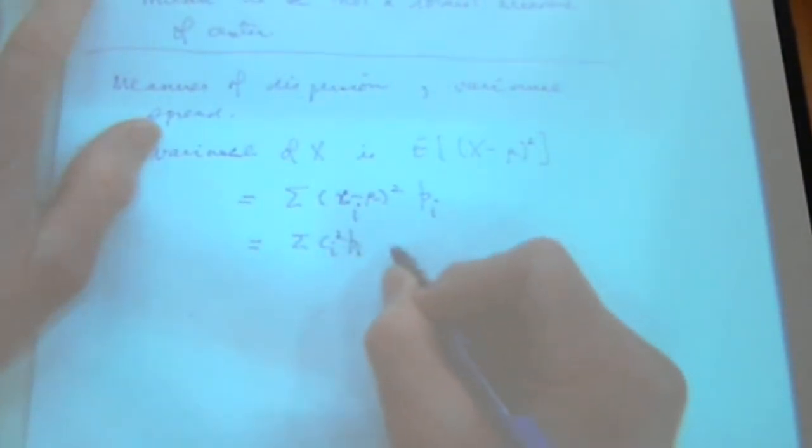So there's a shortcut formula. You can rewrite this as this. So if you're going to do them by hand, you usually want to use this. Okay? Not just the expected value of that squared.